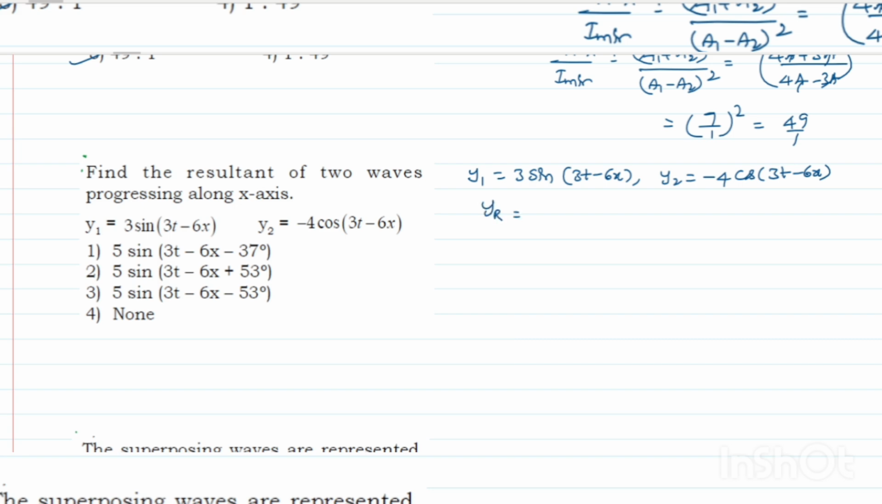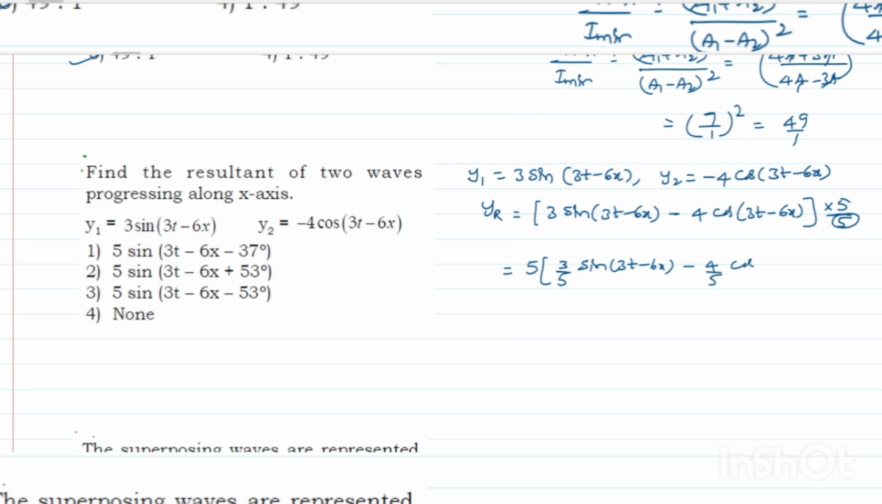The resultant of these two, we just add these two values: 3 sin(3t minus 6x) and plus into minus, minus 4 cos(3t minus 6x), students. Now I am just multiplying and dividing by the value 5. Now we will be getting 5, and this 5 you can take inside the function. Now I am writing this as 3 by 5 into sin(3t minus 6x) minus 4 by 5, this 5 I am taking inside, into cos(3t minus 6x), students.